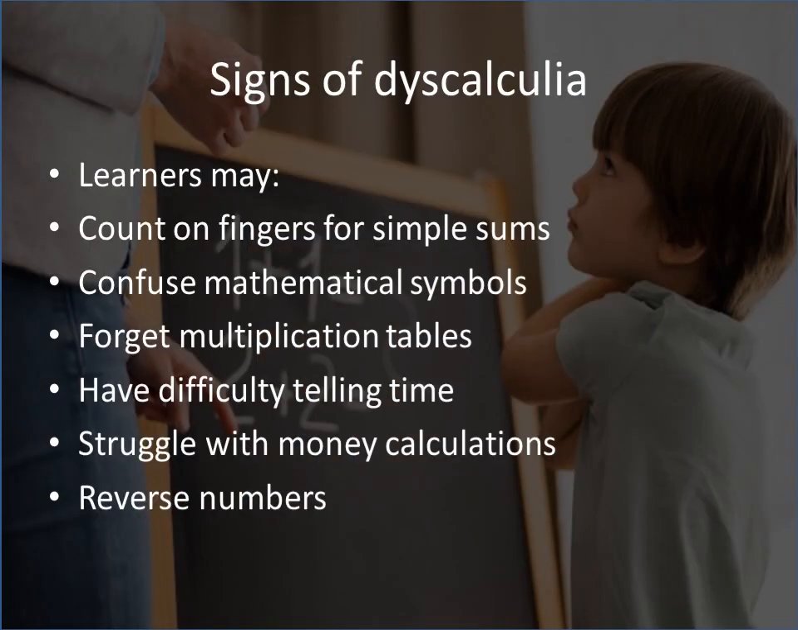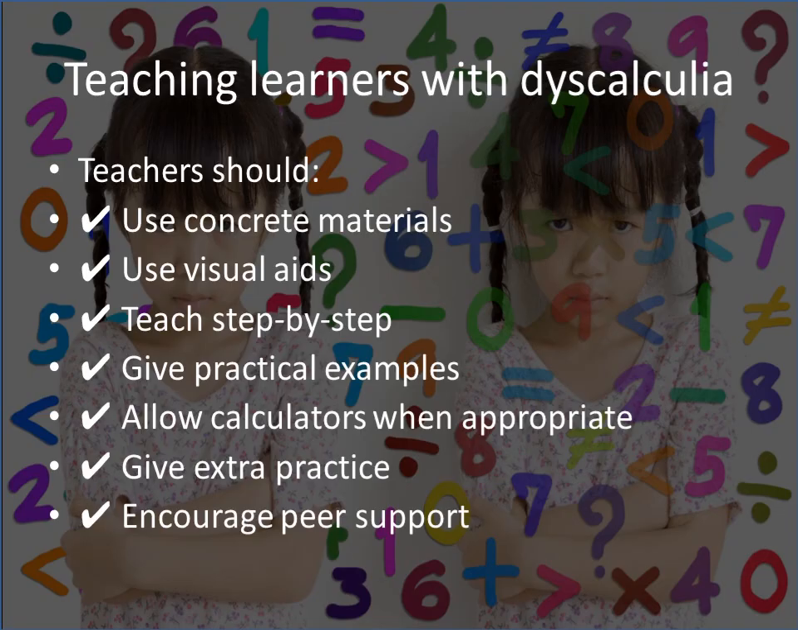So what are the signs of dyscalculia? Learners may count on fingers for simple sums. Like a simple sum, 4 plus 3, but the child still uses fingers, 1, 2, to count the number. They confuse mathematical symbols, that is multiplication and addition. Then they forget multiplication tables, have difficulty telling time, struggle with money calculation, and they reverse numbers. So these are signs that we have in our classes, and we should always have the insight so that we may notice them.